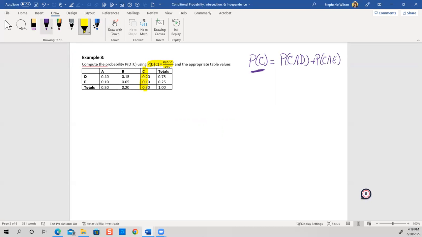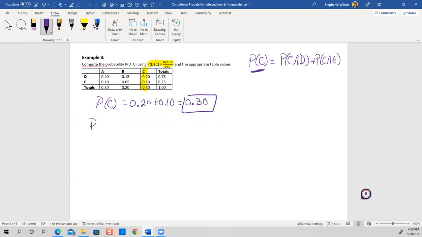So now we notice that we have the probability of C. Well, it gave us a total down here. We didn't have to add it up. It worked out great. Now, if it didn't give us the total column, we would have added up the 0.20 plus the 0.10, which would have given me 0.30. However, they gave us that column.